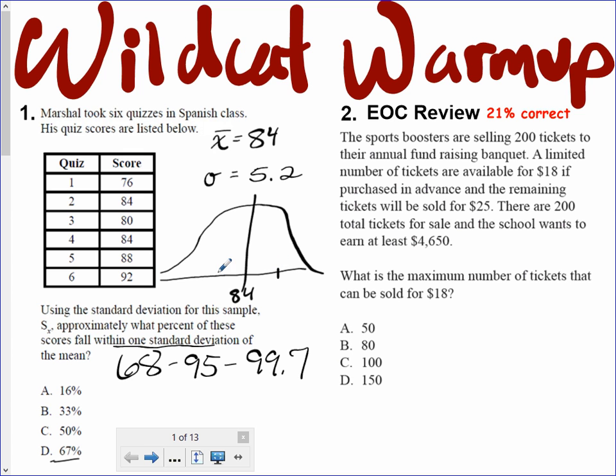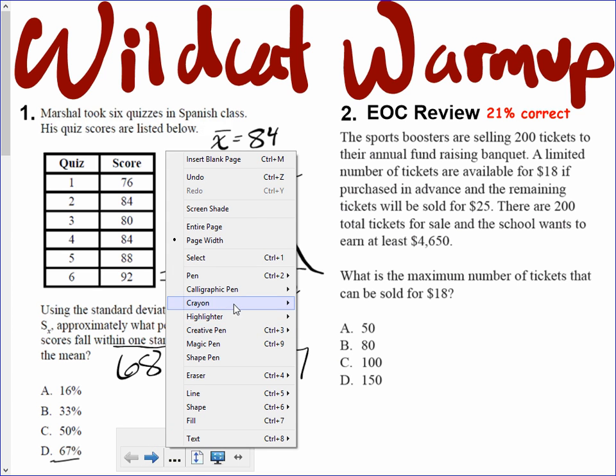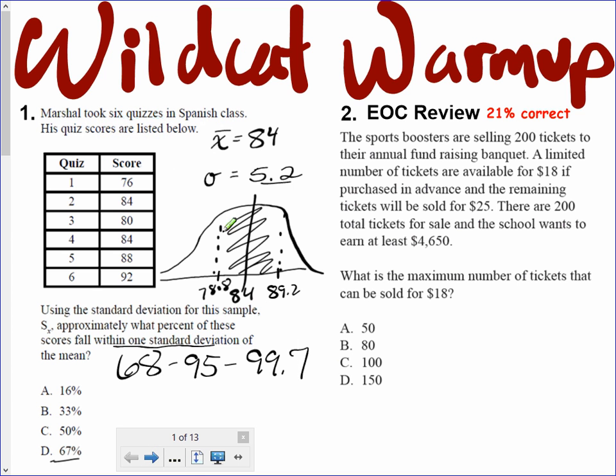One to the right and one to the left. Just add 5.2 and subtract 5.2. 78.8. Okay, so that would give us one standard deviation away in both directions. Now the question is, what percent of the scores fall between those two numbers?